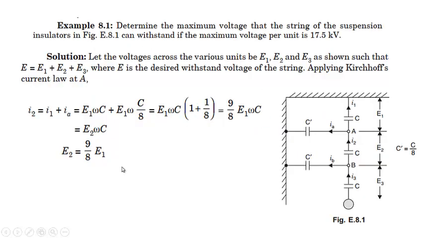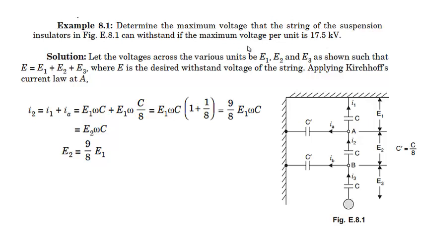So let us try to do some numericals to understand it better. Determine the maximum voltage that a string of suspension insulators of this figure can withstand if the maximum voltage per unit is 17.5 kilovolt. And we know that this is the maximum voltage that should appear across an insulator. Since we have three insulator strings over here, we need to first understand which insulator should be fixed to have this much of the rated voltage.